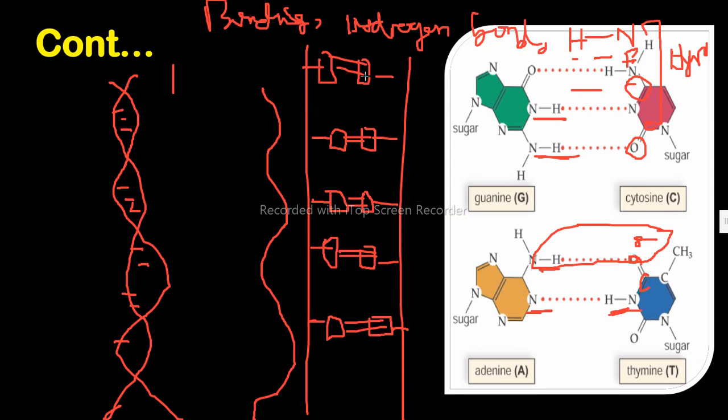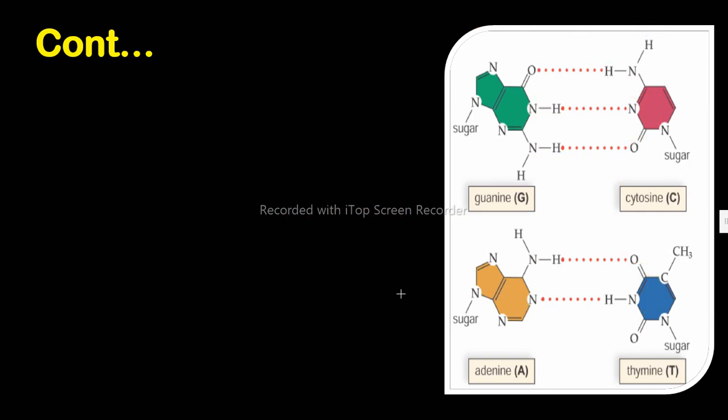And this accounts for the base pairing rule. Because it's not that each base will just pair with the other. You can actually see some bases are forming 2, others are forming 3. So the base pairing is specific.